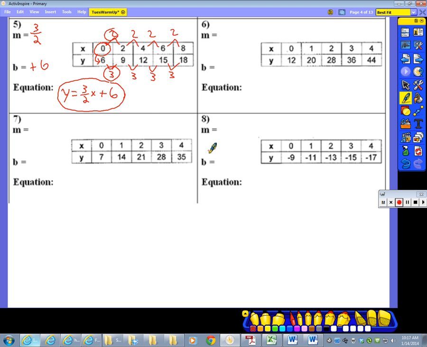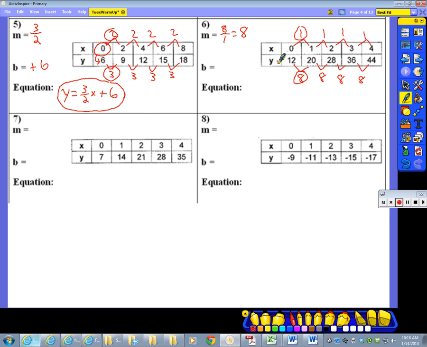Okay, so now let's go to the next one. Number 6. We have the difference between 0 and 1 is 1, and from 1 to 2 is 1, and from 2 to 3 is 1, and 3 to 4 is 1. Okay, so this is looking easy. From 12 to 20 is 8, and from 20 to 28 is 8, and from 28 to 36 is 8, and from 36 to 44 is also 8. So they all have the same slope, which is when y changes by 8, x changes by 1, which simplifies down to just positive 8.